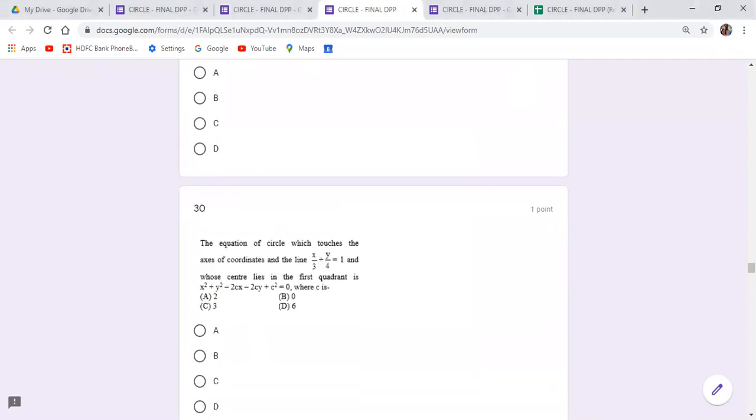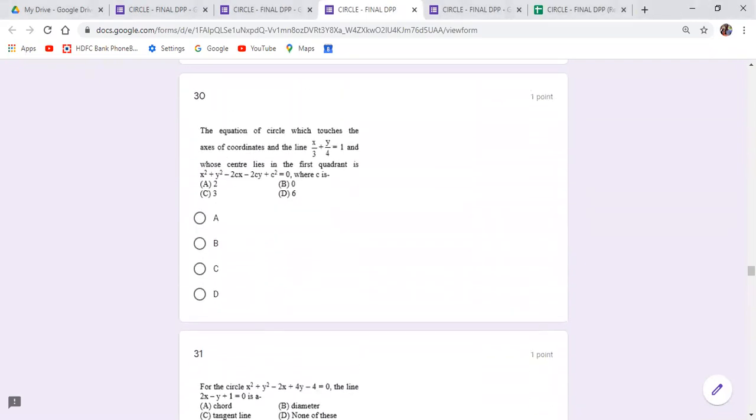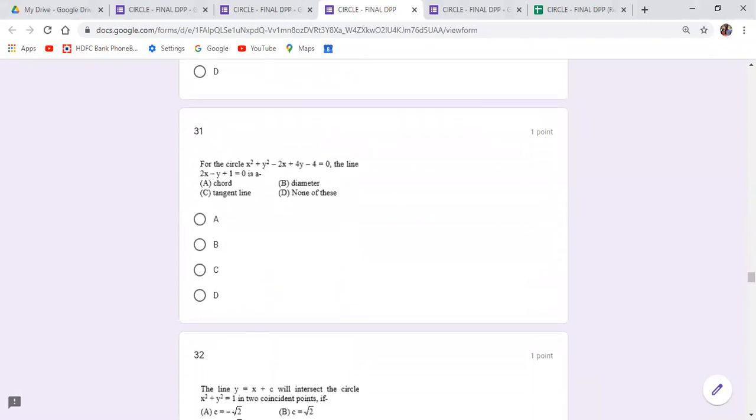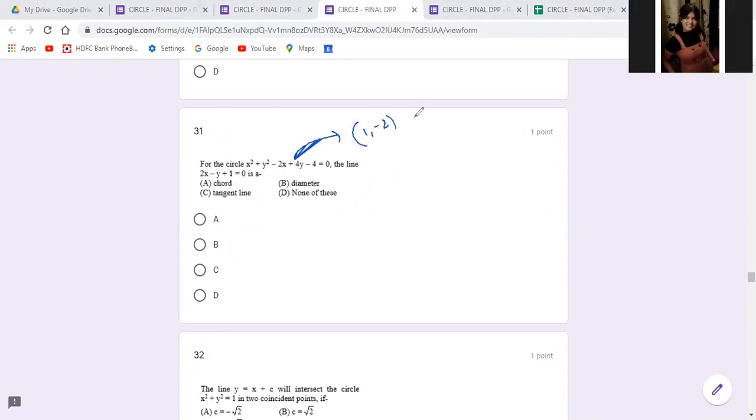30, fine. 31. For the circle and this line, find the perpendicular distance and the radius. What is the center? 1 comma minus 2. What is the radius? 1 plus 4 plus 4, 3.